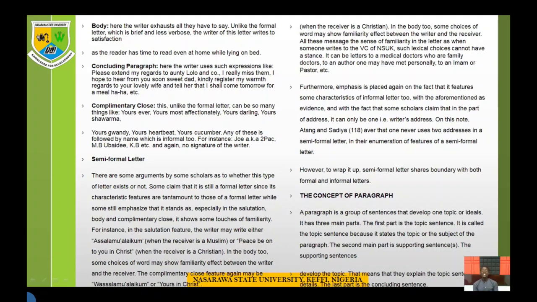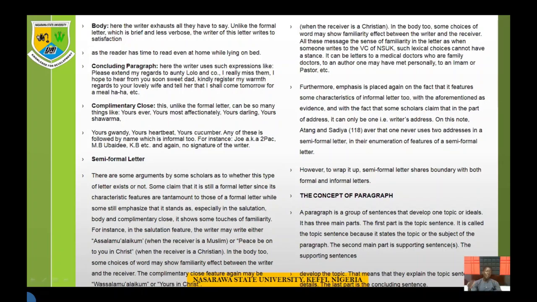For instance, Joe aka Tupac, MB Ubaidi, KB ATC, and again no signature of the writer. Once you put the complimentary clause, there is nothing like signature. Nothing like signature. And that is all. That is how it ends.